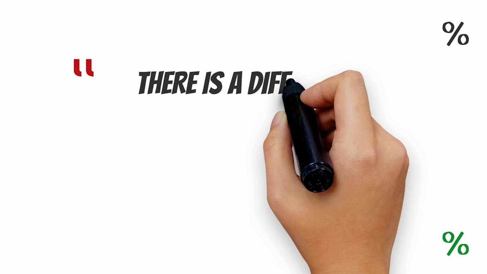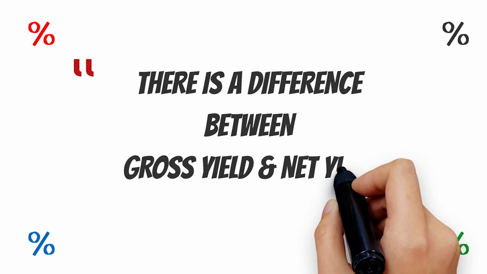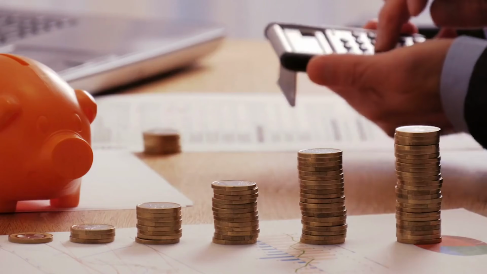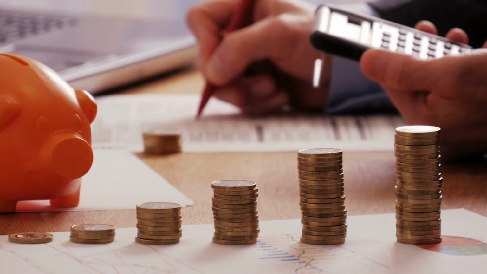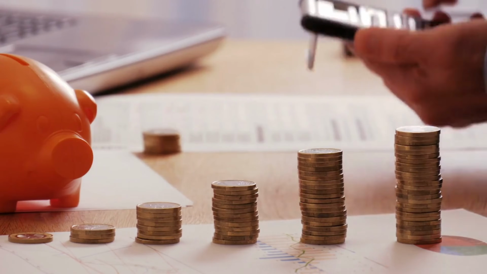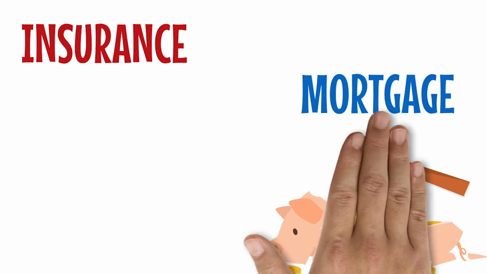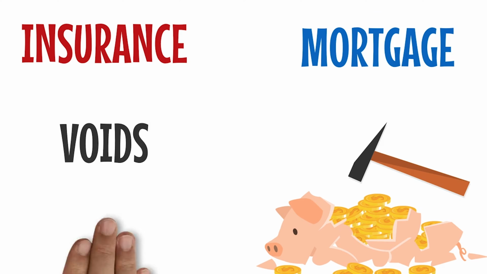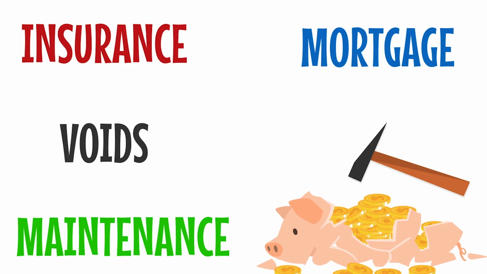Now just a very quick reminder, there is a huge difference between a gross yield and a net yield, because a net yield will take into account other associated costs you need to factor in that the property requires. Now these may include your insurance, your mortgage, accounting for voids, or just general wear and tear maintenance.